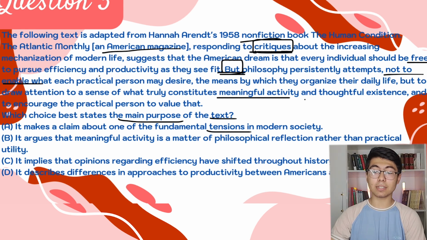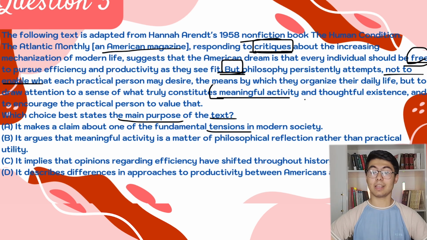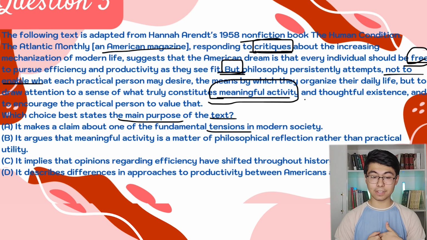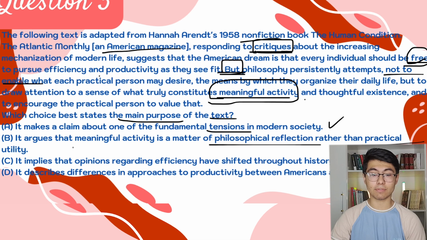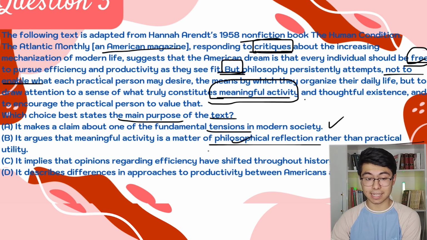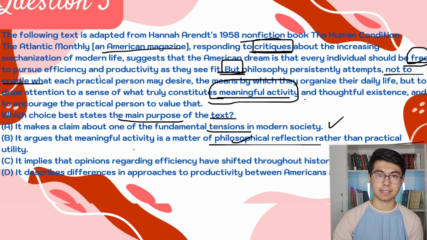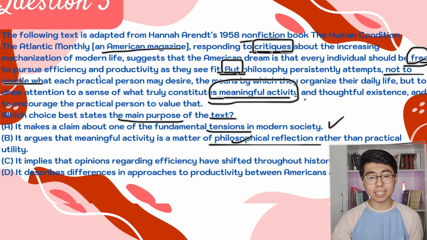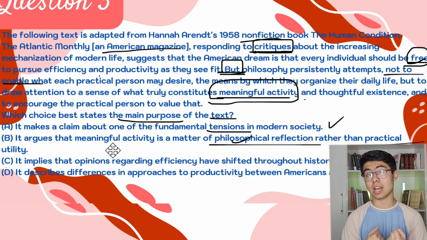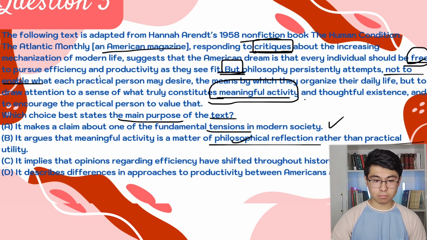Choice A, it makes a claim about one of the fundamental tensions in modern society. We literally talked about this tension. So freedom to chase efficiency versus think about what actually matters. So this one feels spot on and let's keep going just to be sure. Choice B, it argues meaningful activity is a matter of philosophical reflection rather than practical utility. Well, this sounds tempting, but wait. Yes, the author does talk about philosophy focusing on meaningful activity. But what's the main purpose of the text? The text is not arguing in favor of just one side. It's actually showing both sides and contrasting both. So yeah, this is too narrow and kind of misses the bigger picture. So that's why B is wrong.